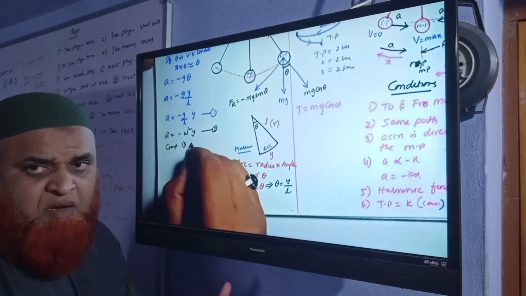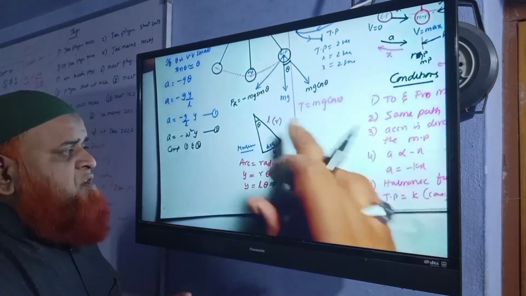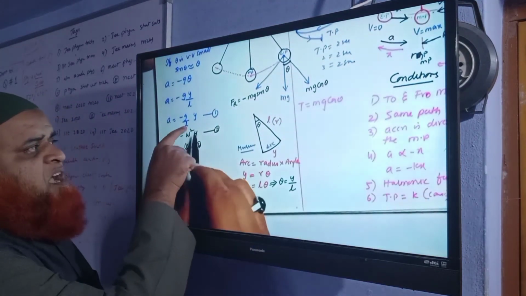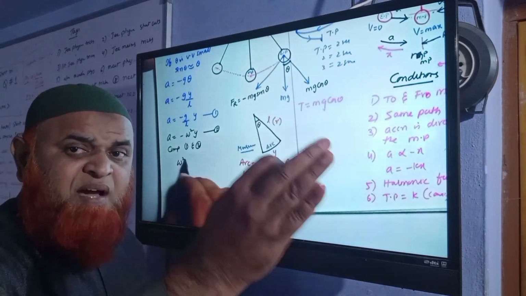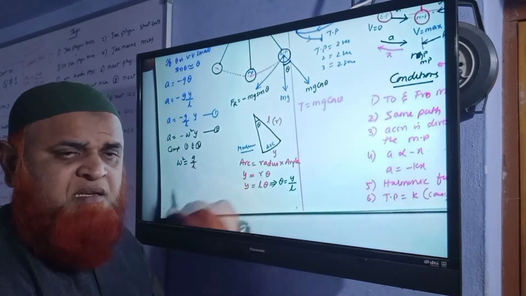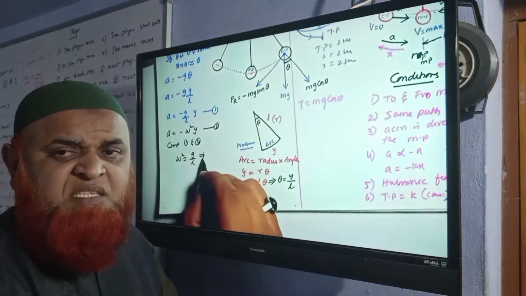Make 1 and 2 equal. Then what is going to happen? Let us see here. So you'll get omega square is equal to g by L. That's it. Your work is over. That's a very simple derivation.